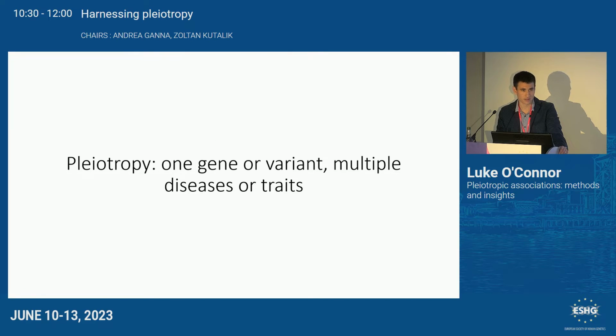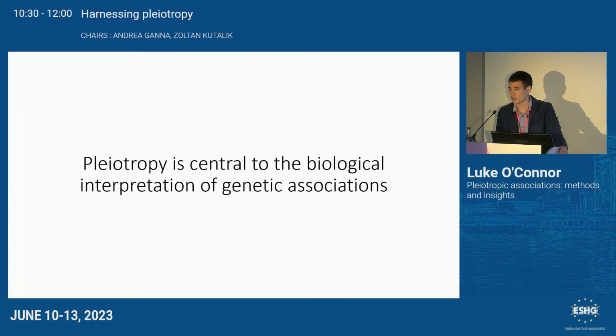So the subject of today's talk is pleiotropy, which is the phenomenon that one gene or genetic variant will affect multiple diseases or traits. And the reason that we are talking about it is that pleiotropy is central to the biological interpretation of genetic associations. Quite often, when you identify a disease-associated gene or genetic variant, one of the first questions you will ask is what other traits it is also associated with, because if it is associated with some other related traits, or even sometimes if it isn't, that naturally suggests mechanistic hypotheses.